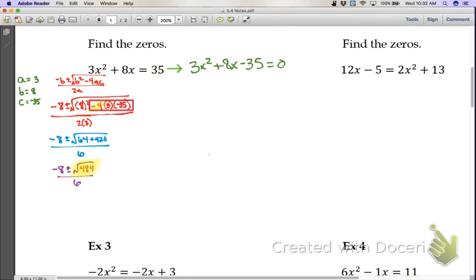Now I need to figure out what the square root of 484 is. First things first, I would check to see if it's a perfect square. So can I take the square root of 484 and is it going to be a regular normal number? Yeah, what's it going to be? 22. If it doesn't, then I need to obviously simplify it. So I have negative 8 plus or minus 22, all divided by 6, not 8, my fault.